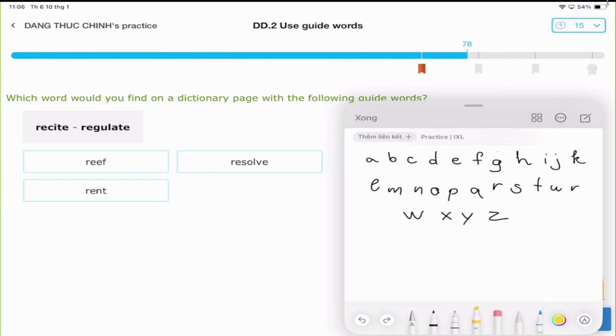Recite and regulate. So between C and G. Here and here. We find one of these two. So it's E or S or N. Look, E is in between, S is not, and N is not. So the only word that we can find on the dictionary page between recite and regulate would be wreath.